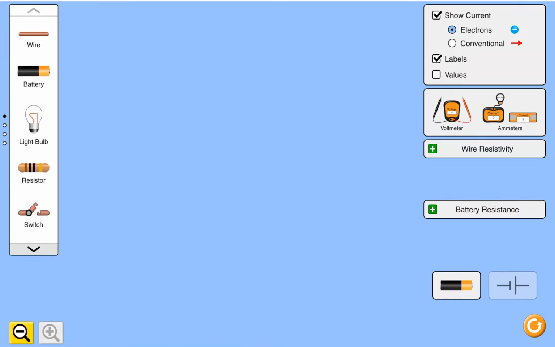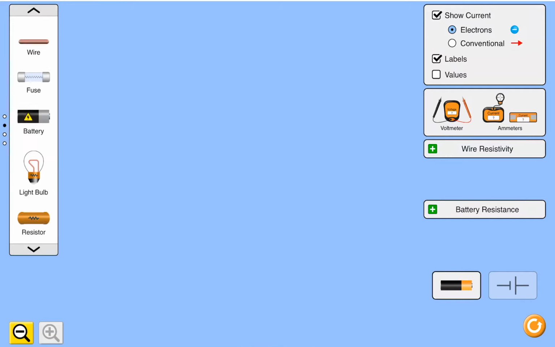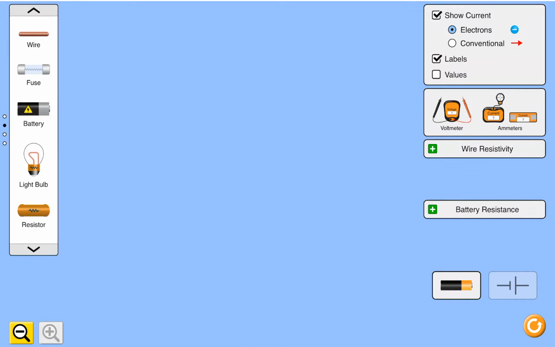So first thing I want to do is point out all the things that are available to you on this. If you look on the left-hand side here, you have a wire, okay? You have a battery, a light bulb, which is really nothing more than a fancy resistor. You have a resistor. You have a switch. Now, for this particular lab I'm setting up, you don't need to look at anything else, but they did give you some other things. They gave you a fuse, a battery, I don't know what the difference in that battery is.